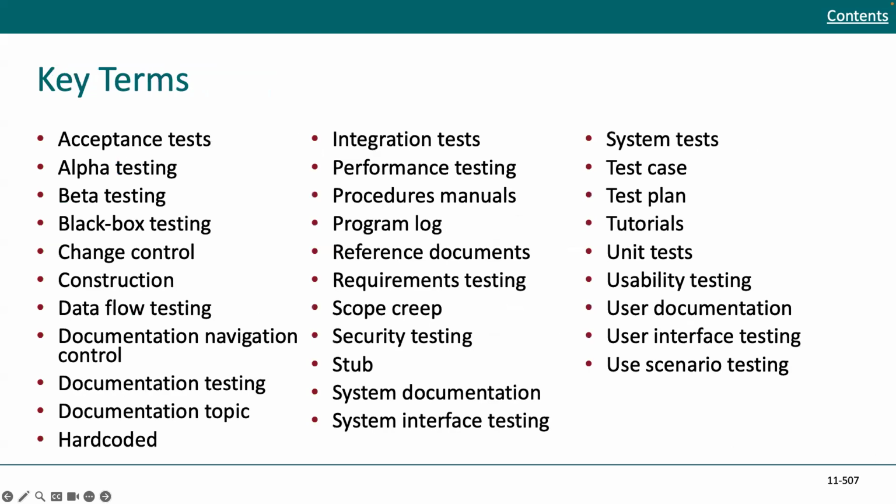And for our key terms here, we have alpha and beta testing. Some of you may have familiarity with that. We talked about code stubs. That's something that's beneficial. We talked about use scenario testing and a lot of other things that you can see in this list. So short lecture, but that's the material we have for this.